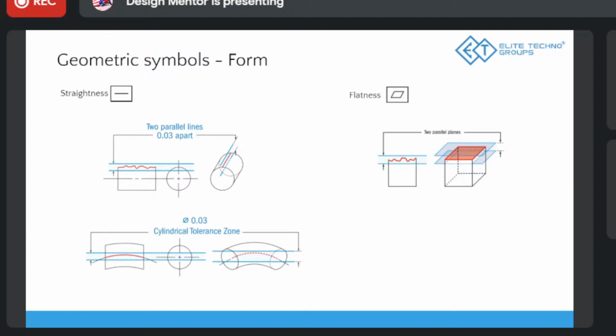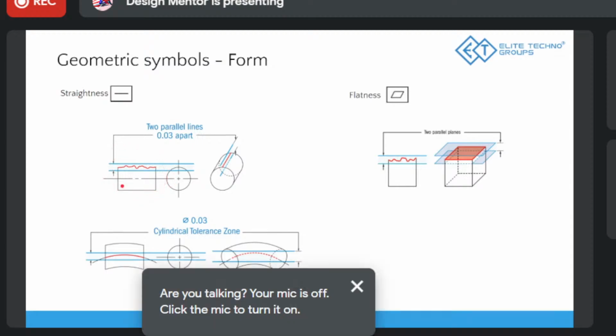Different parts need different kinds of finish. So not all parts need lots of straightness to them. Some can be rough, it's okay. So that is to tackle the straightness of a part.